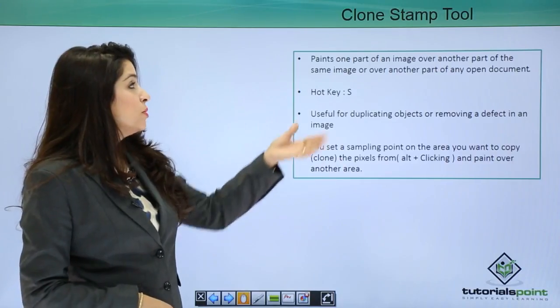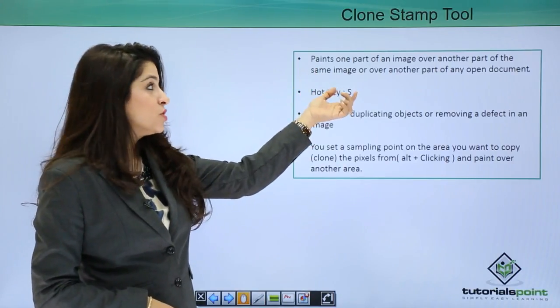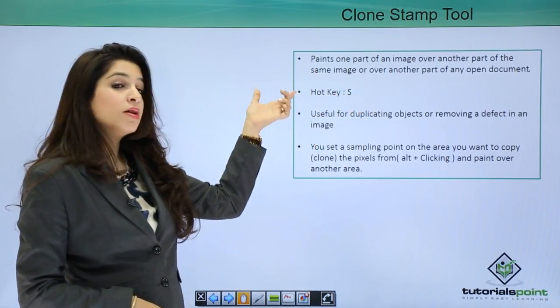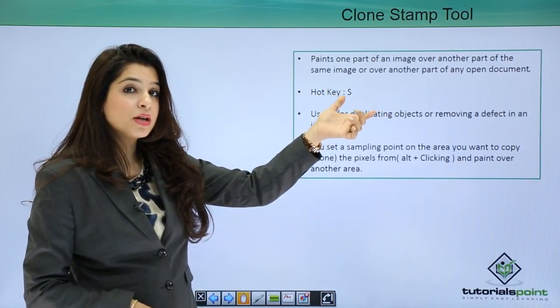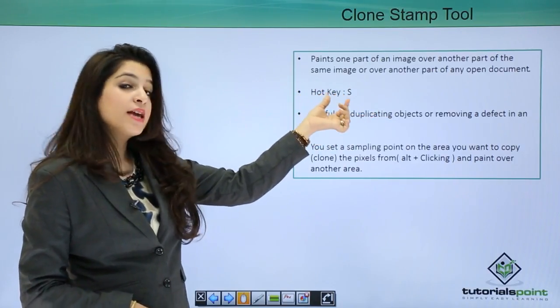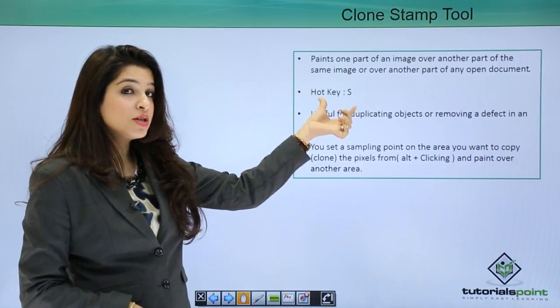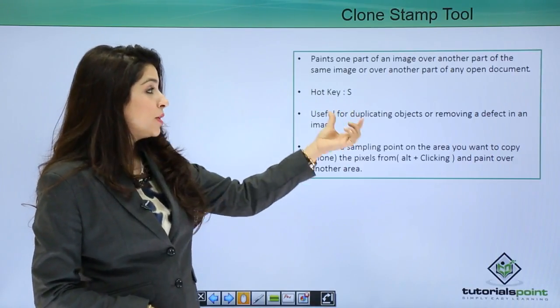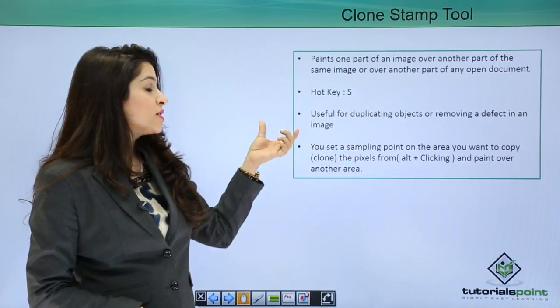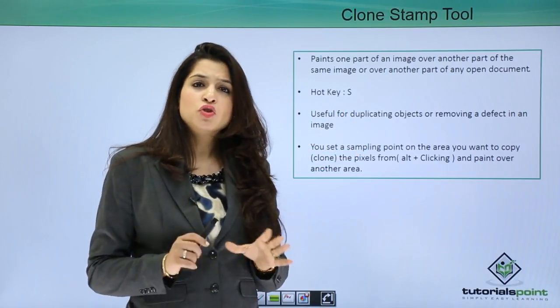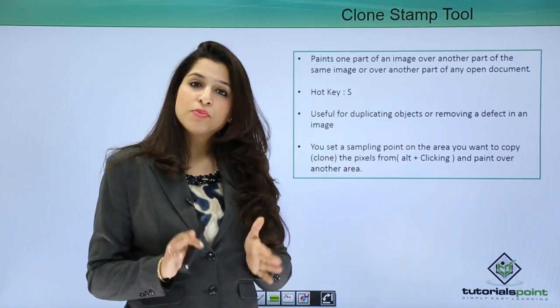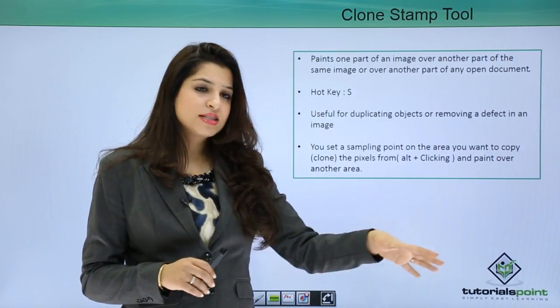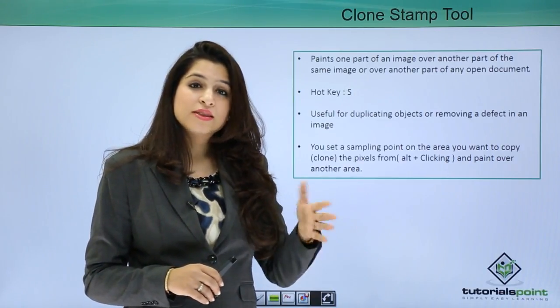The clone stamp tool paints one part of an image over another part of the same image or any open document, and its hotkey is S. So when you press S on the keyboard, this tool gets activated. The clone stamp tool is useful for duplicating or removing a defect in an image. Just imagine you've been to an amazing location, you have an amazing image of yours, but there's garbage or something which you do not like in the picture.